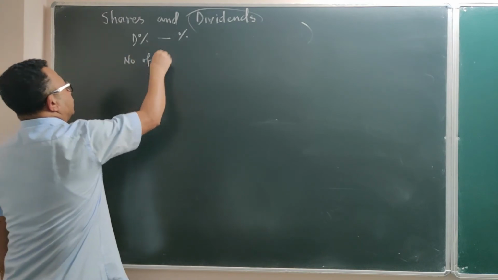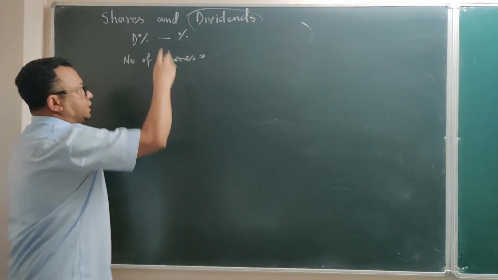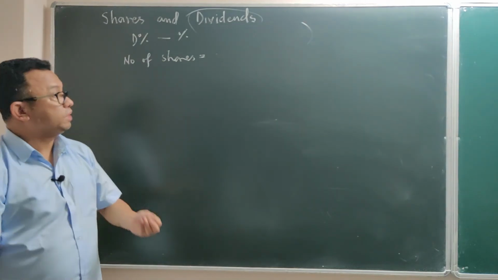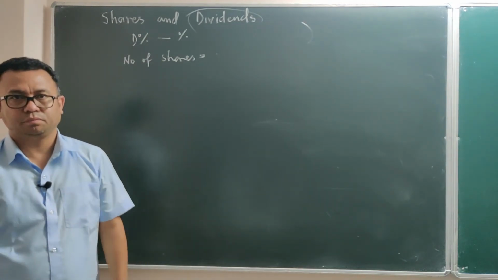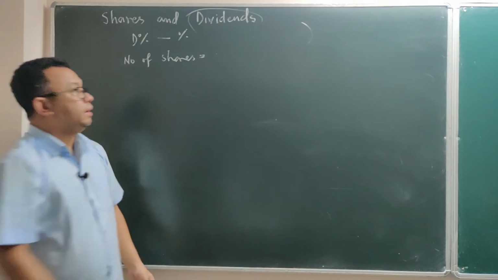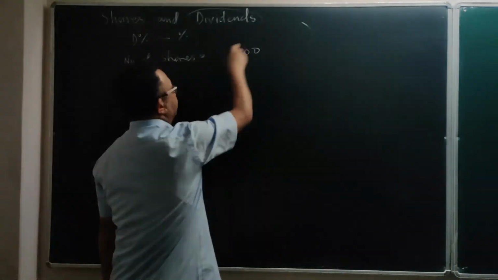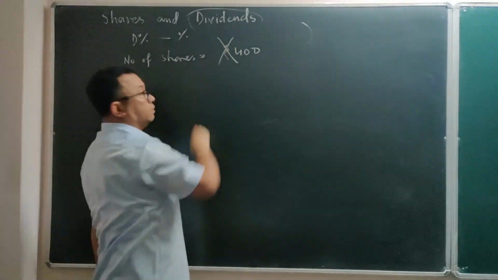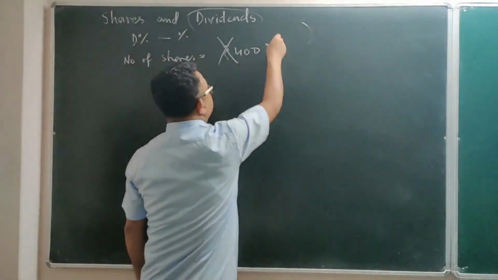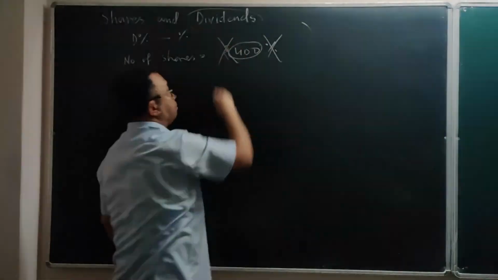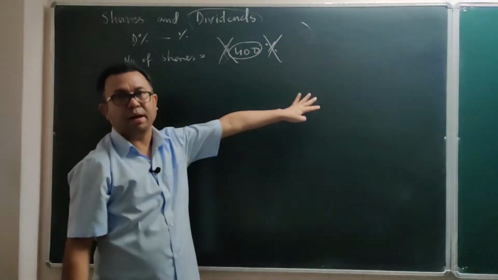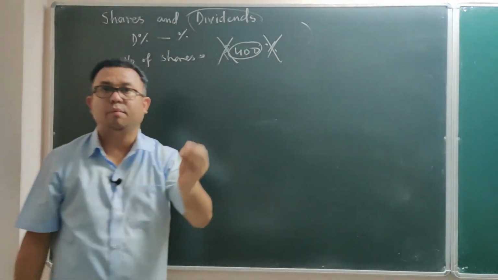number of shares. I had given you the formula: investment divided by market value. But sometimes the number of shares will be directly given in the question. How do you recognize it? For example, if it is written 400, there will be no rupees in front, nor any percentage at the back. So just one number somewhere in the middle, without any unit in front or at the back, is the number of shares.